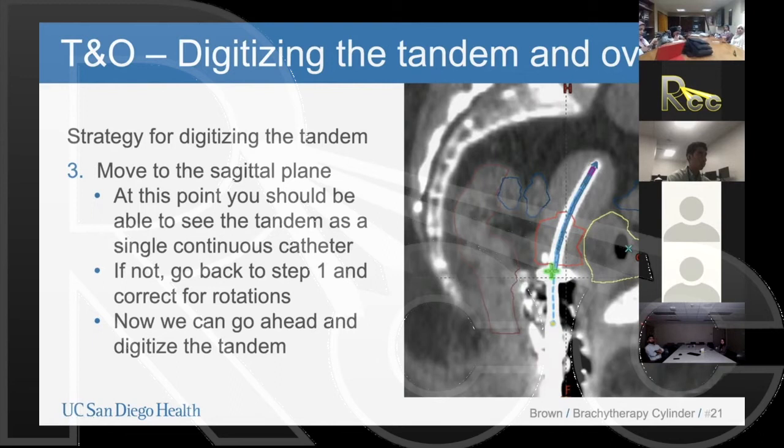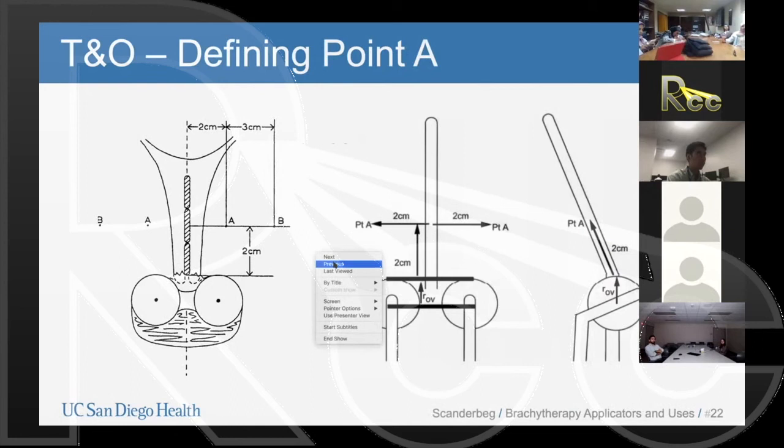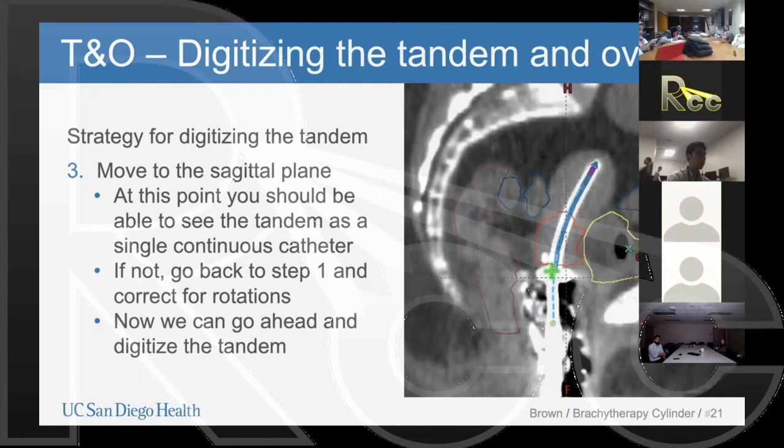And now we have an electronic representation of where it will be possible for us to put dwell positions inside the tandem, inside the patient. Okay? And then we're going to move to defining point A. Okay, so since we're in this plane and we have everything set up really perfectly, this is a great time for us to define our point A.